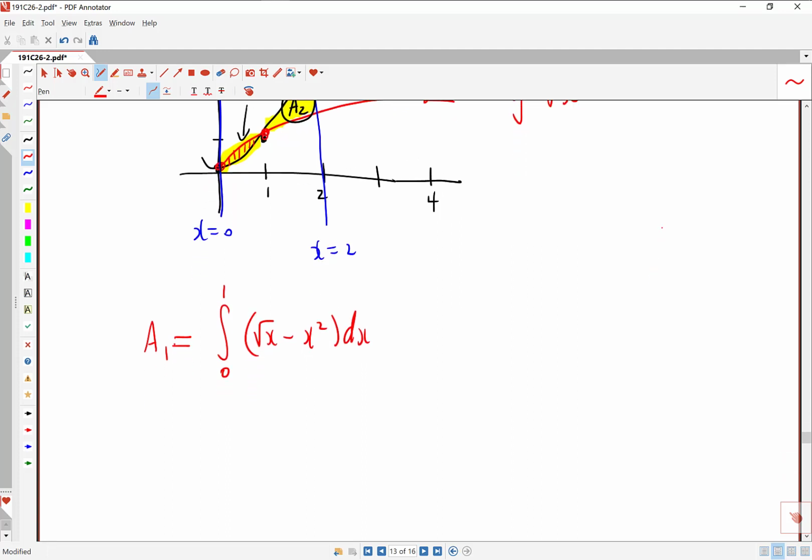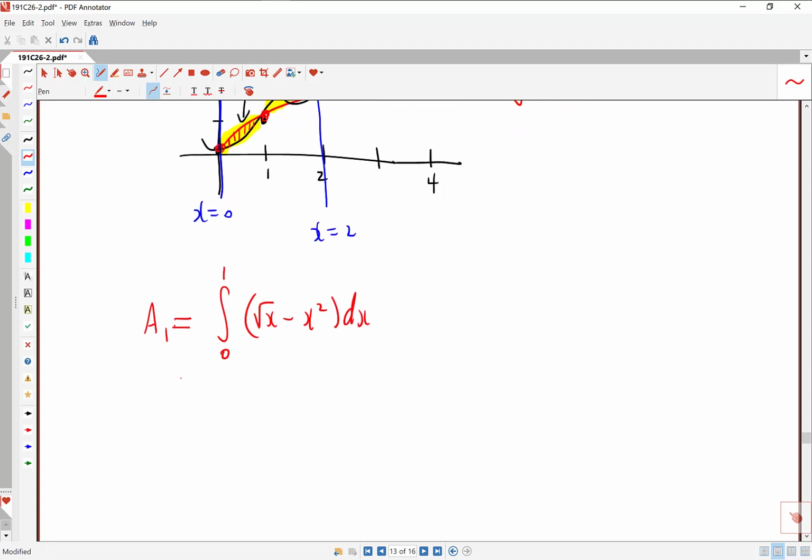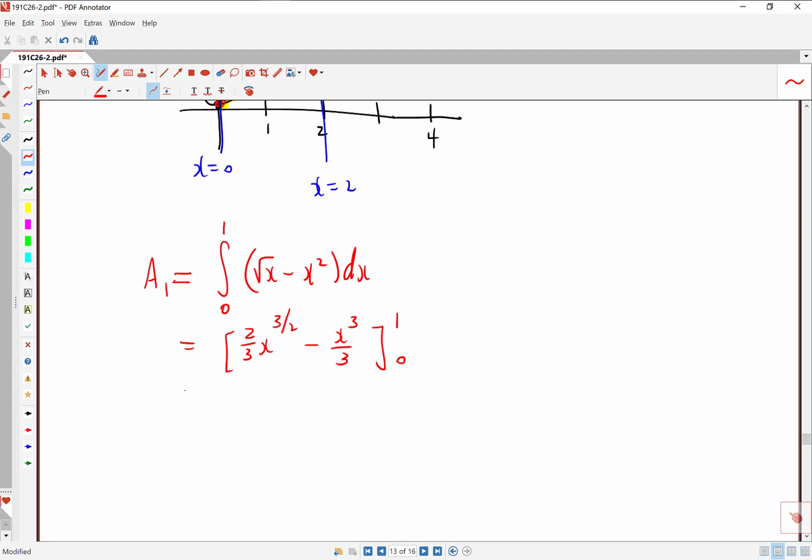Okay, so let's go ahead and do that calculation. Integrating x to the 1/2, you get x to the 3/2 times 2/3, and then minus x cubed over 3, and we're going to evaluate that at 1 and then at 0. So plugging in 1, you would have 2/3 minus 1/3, and then plugging in 0, you would have 0. Okay, so area 1 comes out to 1/3.